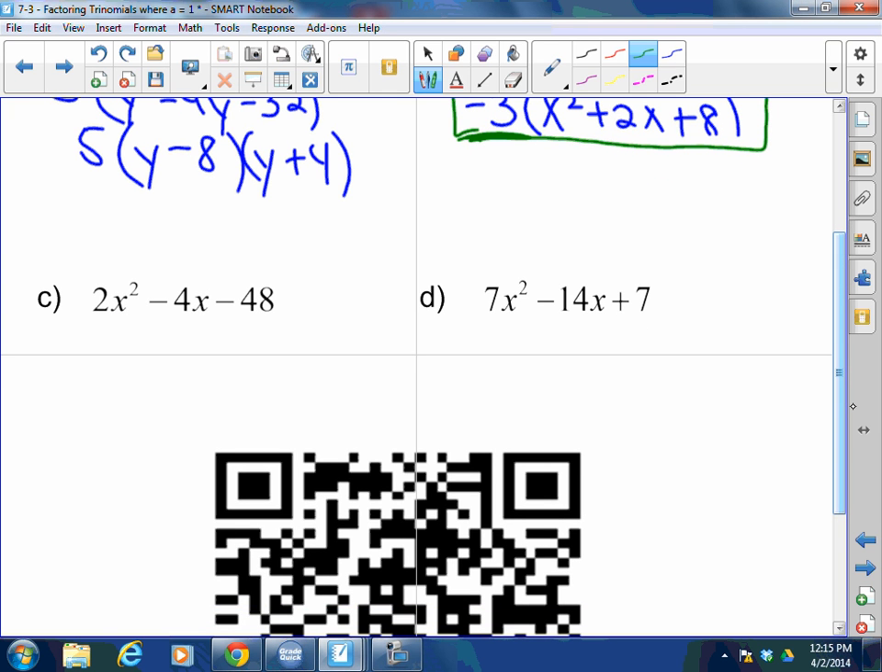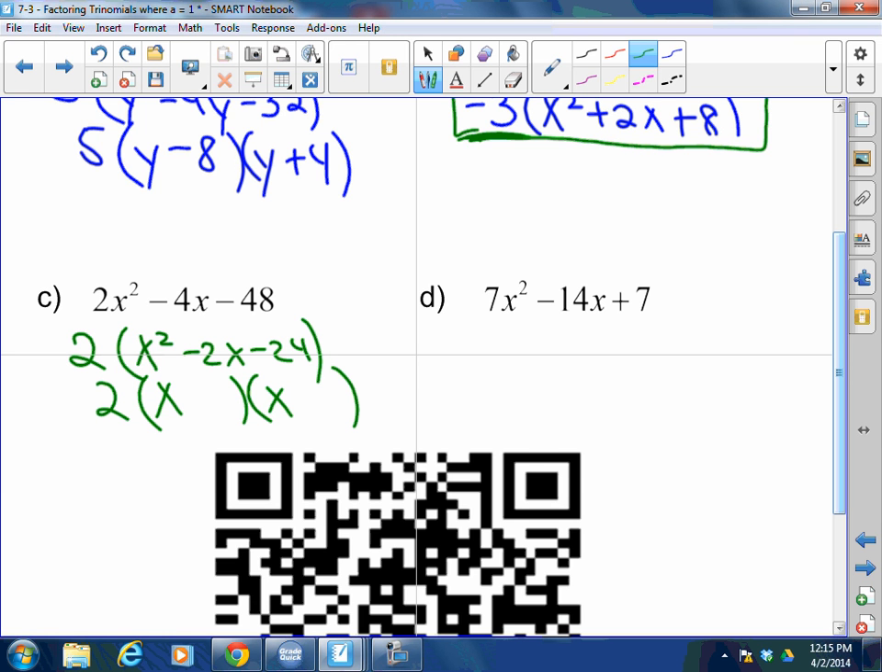Next, what can I factor out of here? Do I have a GCF, my friends? Absolutely. So I've got x squared minus 2x minus 24. What times what is negative 24, but when added together is negative 2, my friends? Come on, guys. Don't leave me hanging. I know you can do it. There you go. Negative 6. See, you don't need me. You got this. Proud of you.